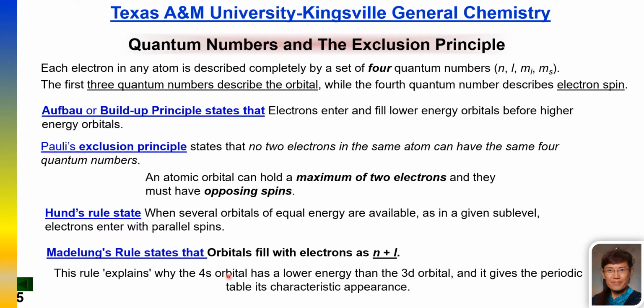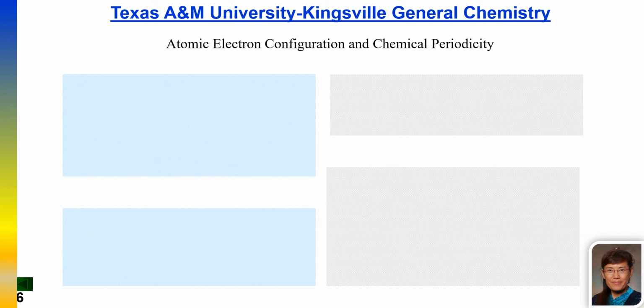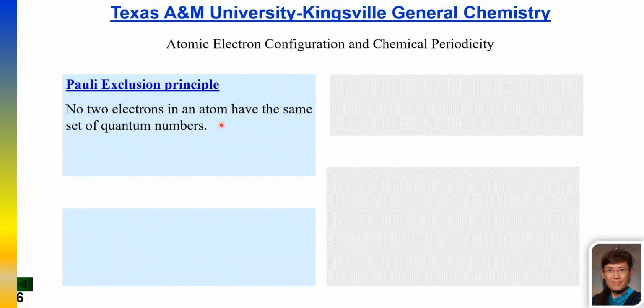Therefore, the 4s orbital has lower energy than the 3d, and this gives the periodic table its characteristic appearance, such as group 1, 2, and then 13, 14, all the way to 18, and you have group 3 or 3B to 12 or 2B. That's what you are going to find in your periodic table. To summarize those 4 rules, Pauli's exclusion principle states no 2 electrons in an atom can have the same set of quantum numbers.